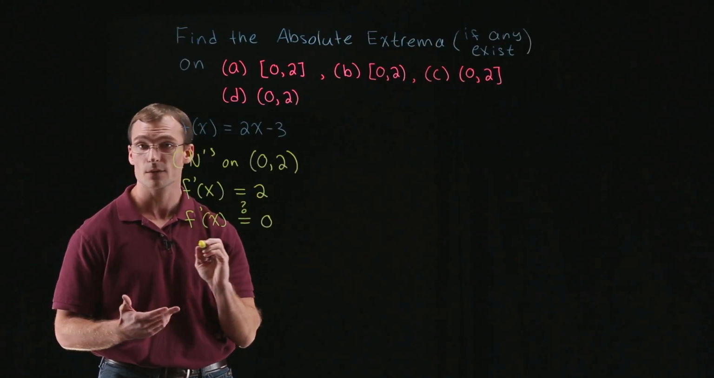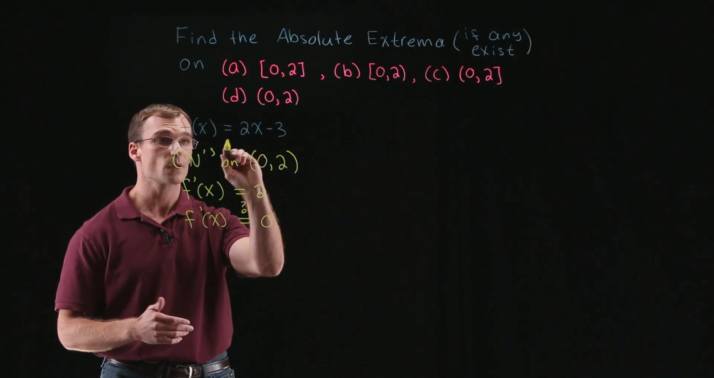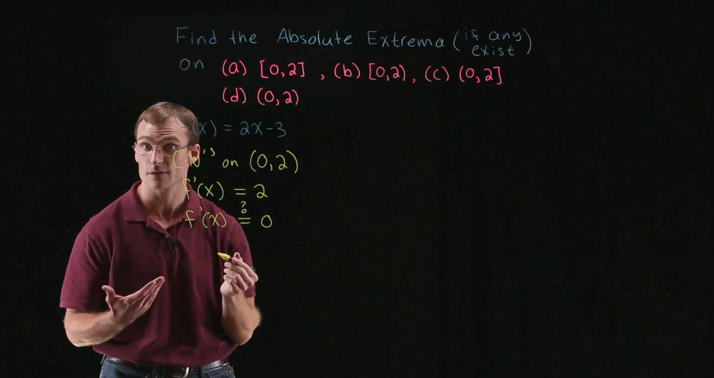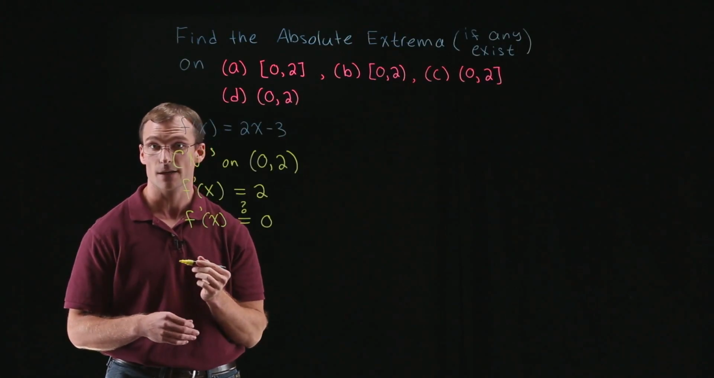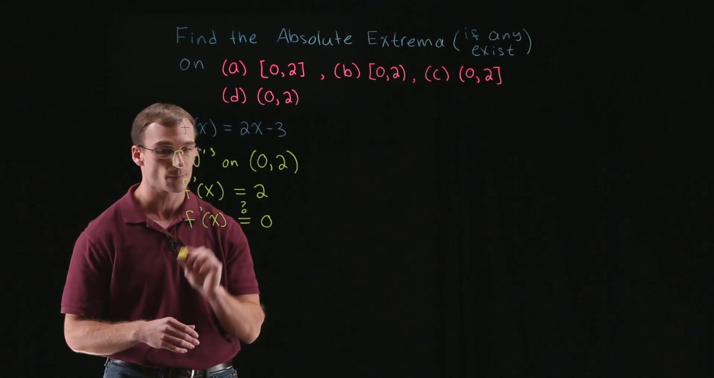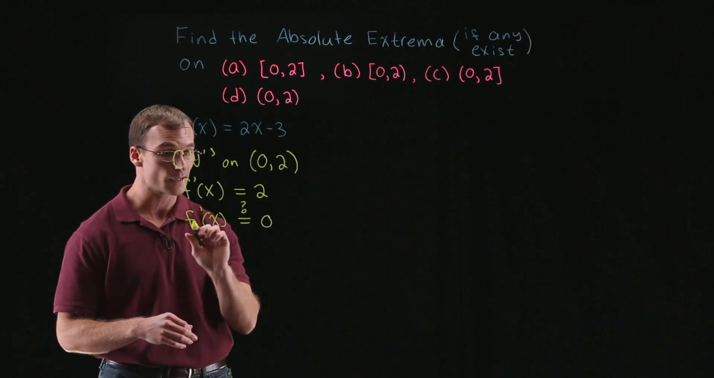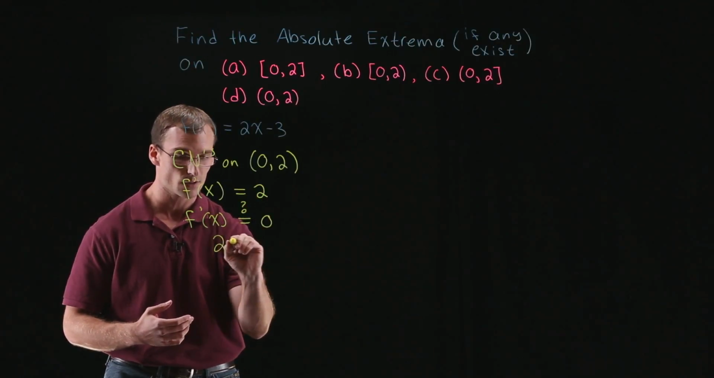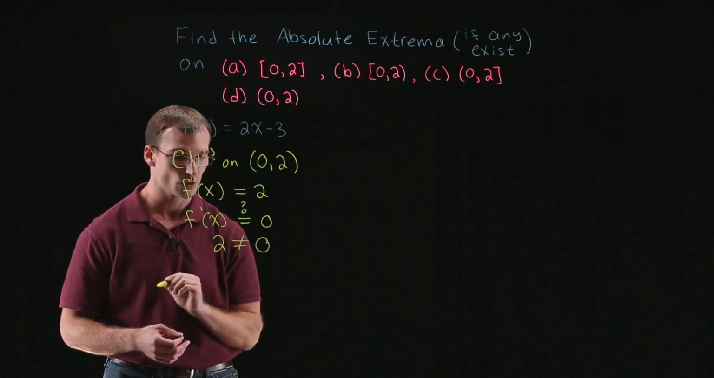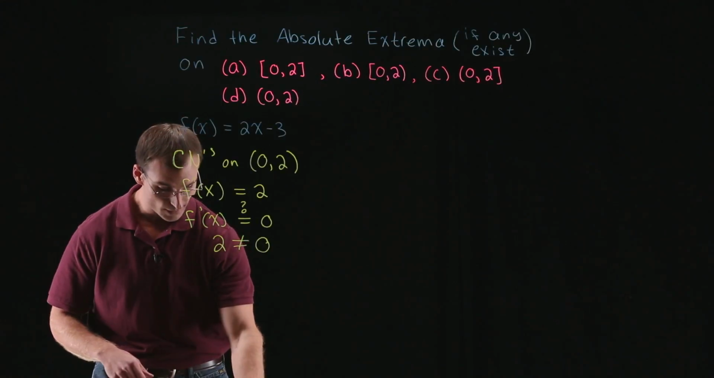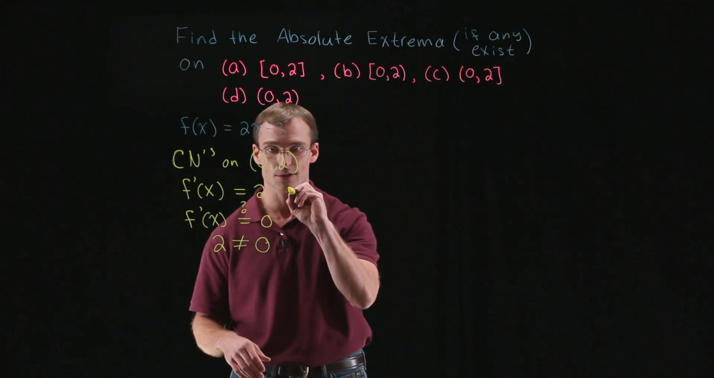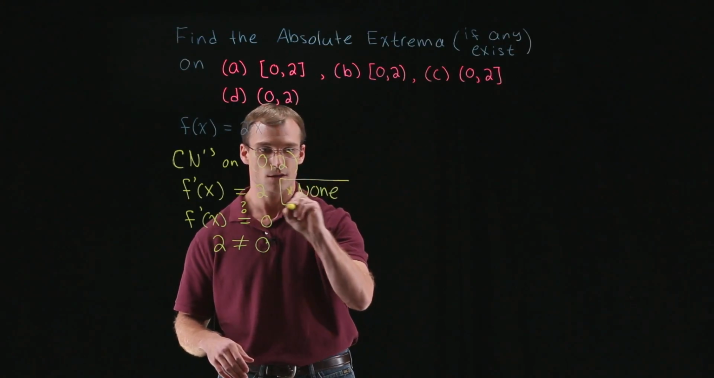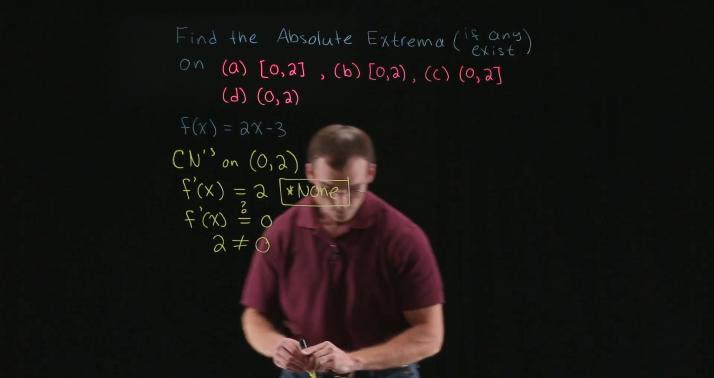Looking at the value 2, we know that since what we start with, 2x minus 3, is a line, essentially it's a polynomial. And whenever you take the derivative of a polynomial, you get a polynomial back, and a polynomial is defined everywhere. So that's why we don't have to worry where the derivative is undefined, just where it's equal to 0, but our derivative is just the constant 2, and 2 is never equal to 0. So what that tells us, as far as the critical numbers are concerned, is that we're not going to have any.